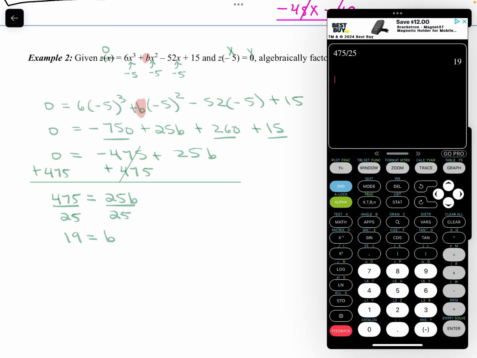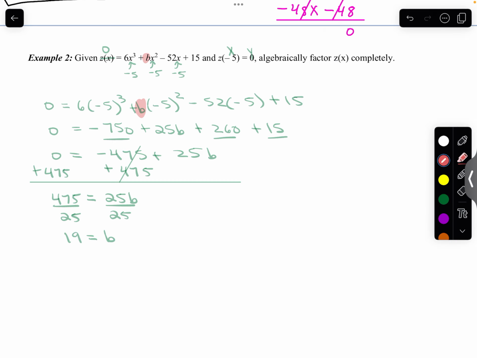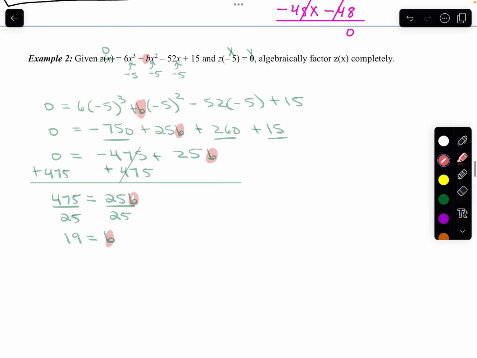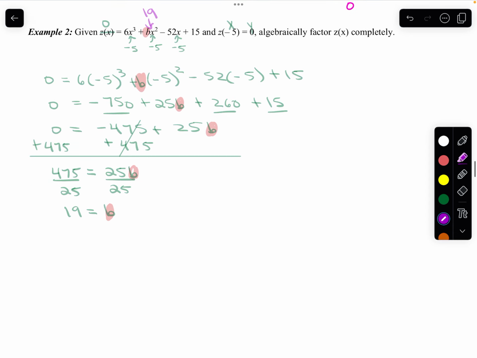So we did all that work just to figure out what this b value is. So now we know that b is 19. So I could rewrite this polynomial now as z of x equals 6x to the third plus 19x squared minus 52x plus 15. Okay.